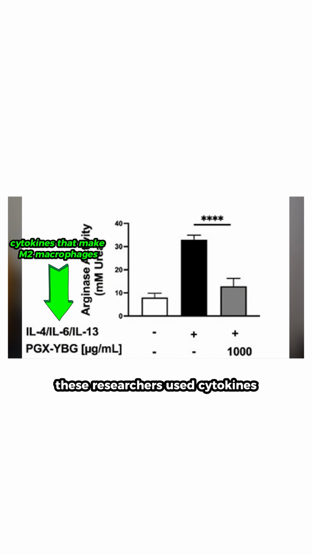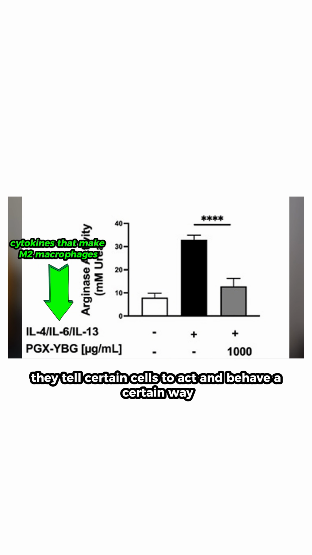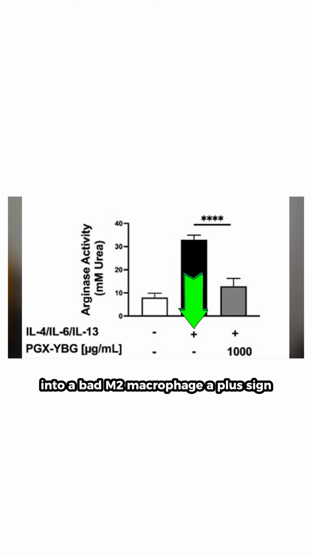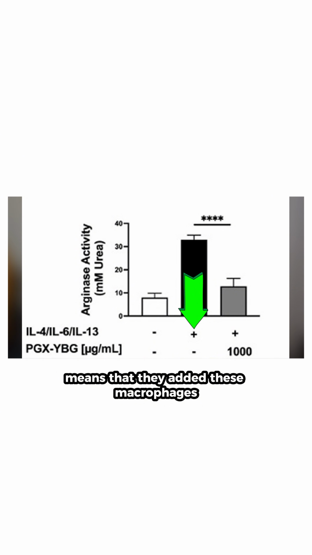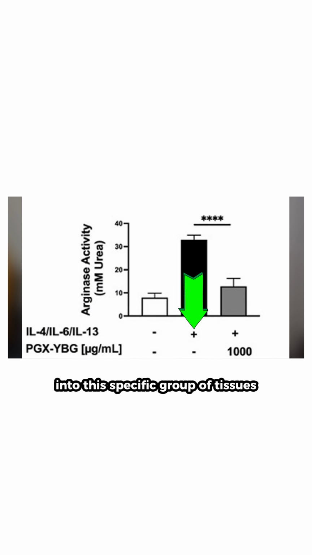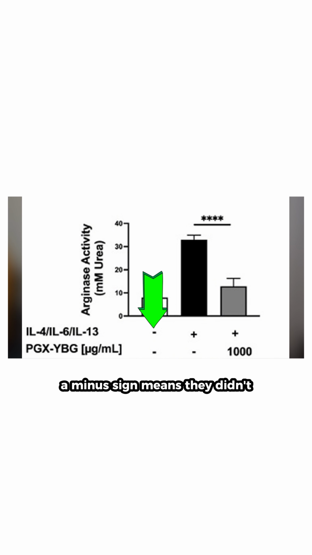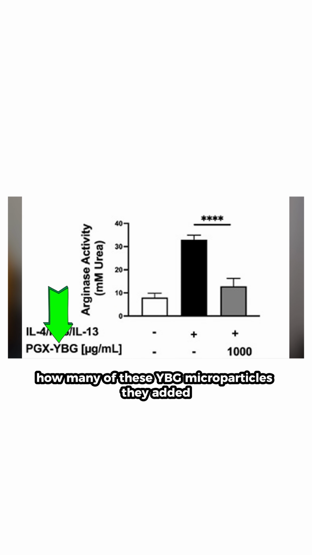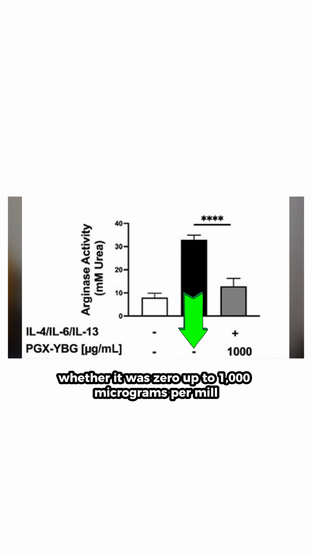So these researchers use cytokines. They tell certain cells to act and behave a certain way. And these are meant to transform any macrophage in the lungs into a bad M2 macrophage. A plus sign means that they added these macrophages into this specific group of tissues, and a minus sign means they didn't. And below that, there's another row, which represents how many of these YBG microparticles they added, whether it was 0 up to 1,000 micrograms per mil.